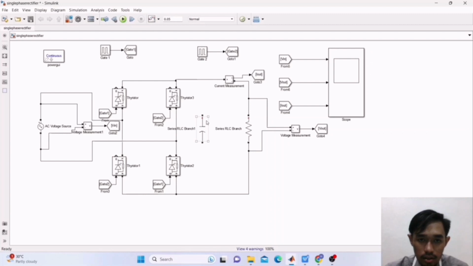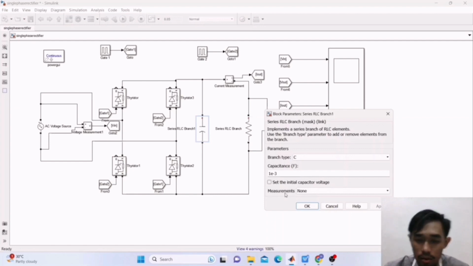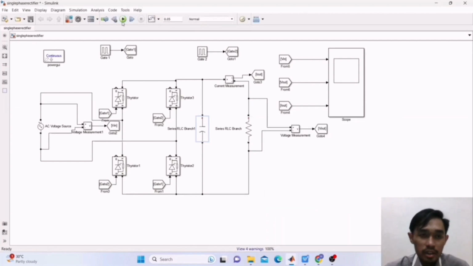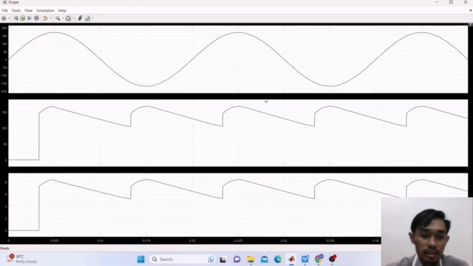The first value of the capacitor is 1 millihenry and 1 millifarad, and I run it. Here we can see that the capacitor is used to reduce the voltage ripple and also the current ripple. The ripple voltage is the AC voltage component that remains after the DC voltage has been smoothed out by the capacitor. Increasing the capacitor will reduce the ripple voltage, resulting in a more stable DC voltage.